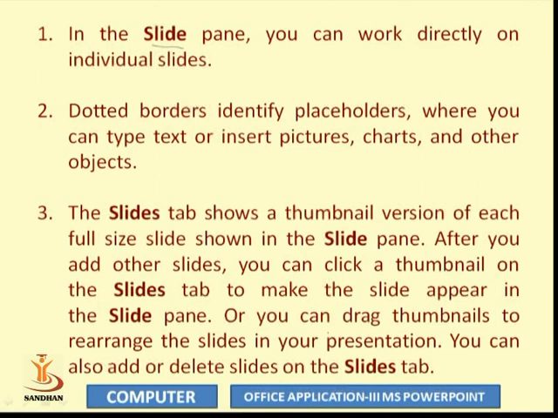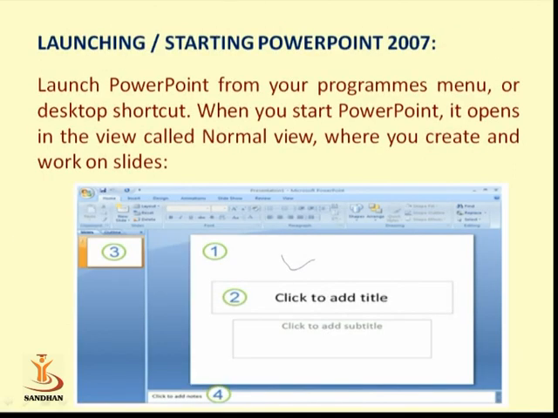I will just repeat this, showing it. This is the slide pane in which you get the slide. Second, these are the dotted borders, the placeholders. If you want to add a title, you can click to add it over here. If you want to write something under that, you can click on the second placeholder. If you want to change this, that is also possible. We will see that in a few minutes.